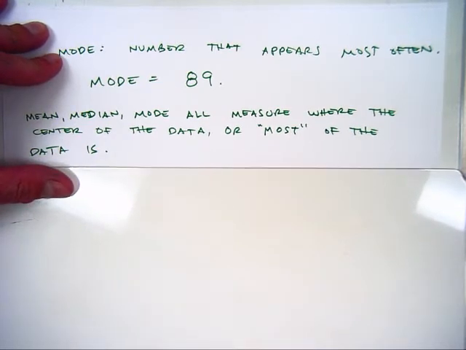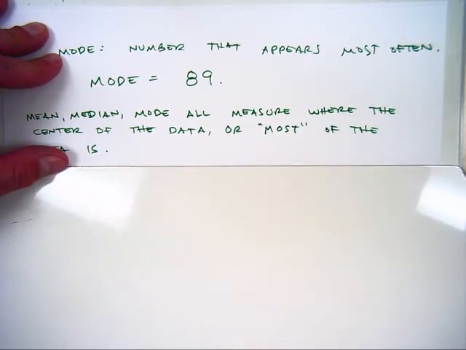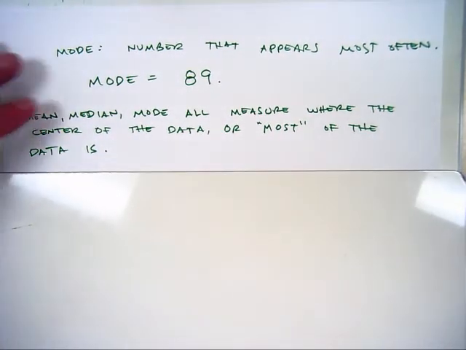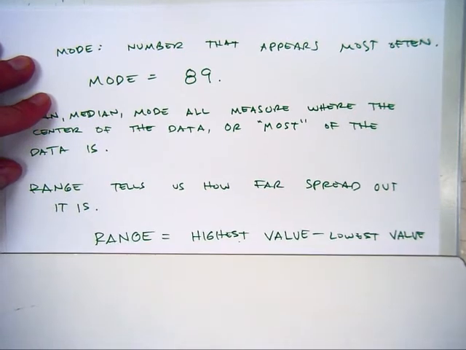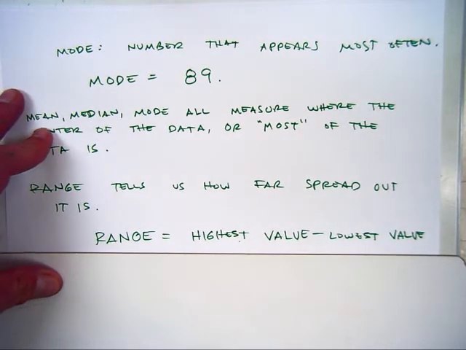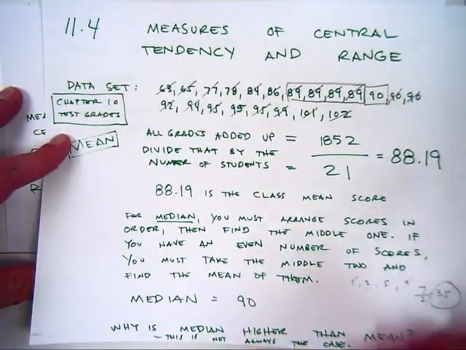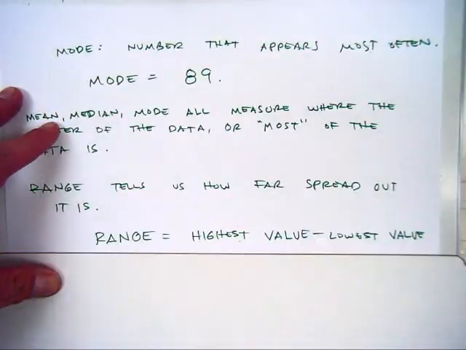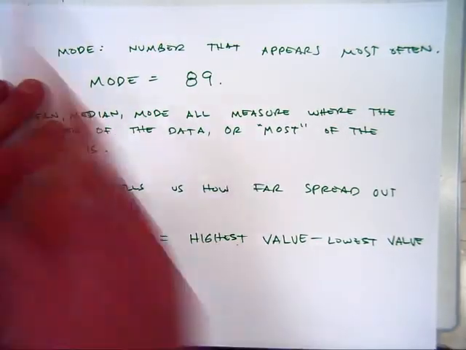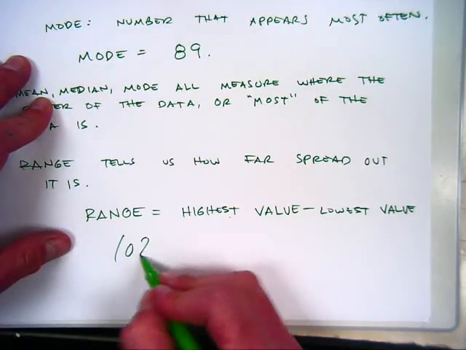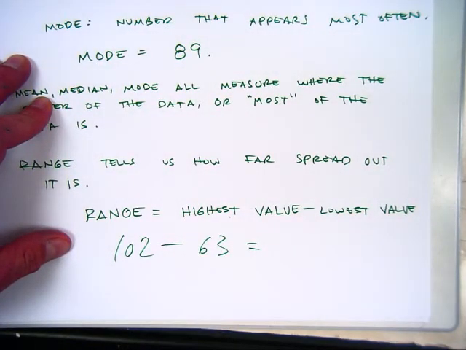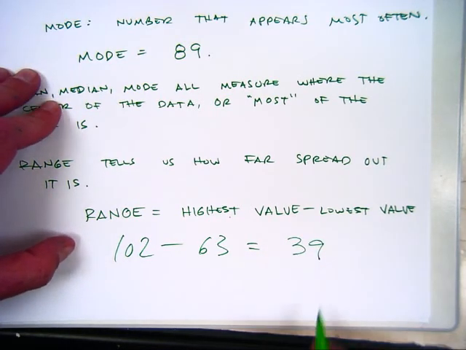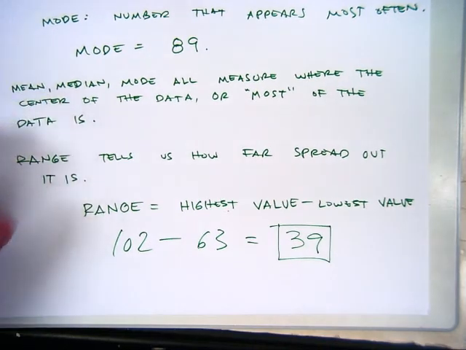When we want to use range, we usually want to find out how spread out the data is. And the range is a very easy calculation. It can give you a lot of information, though. All you got to do is take the highest value minus the lowest value. So when we look back at our numbers here, the highest value was 102. The lowest was 63. So our range is going to be 102 minus 63, which equals what? 39? I think it's 39. So the range for this data set is 39. Hope that helped.